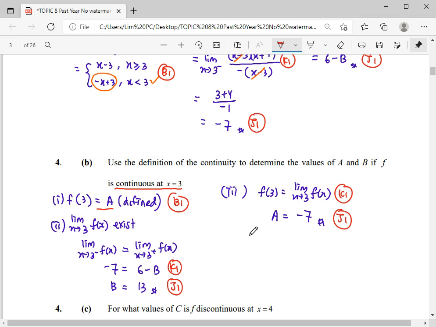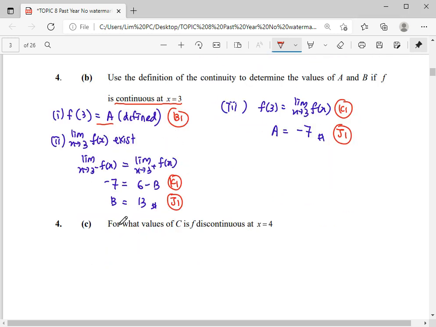We continue with question C. Question C asks for what value of c makes this function discontinuous. When we have continuous, we must fulfill 3 conditions. But once we want to make the function discontinuous, we will challenge one of the conditions. We make one of the conditions fail, then automatically the function will be discontinuous.